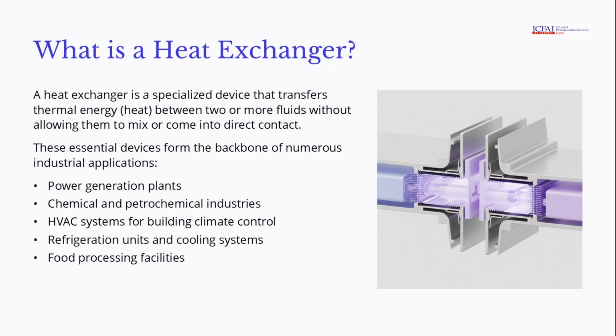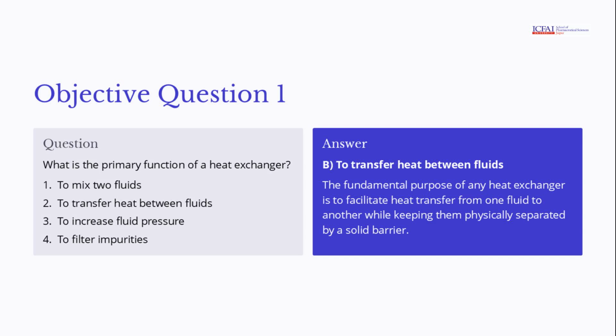These devices are crucial in numerous industrial applications, including power generation plants, chemical and petrochemical industries, HVAC systems for climate control, refrigeration units, cooling systems, and food processing facilities. The fundamental purpose of any heat exchanger is to transfer heat between fluids. This is achieved by facilitating heat transfer from one fluid to another while keeping them physically separated by a solid barrier. This separation ensures efficient heat exchange without mixing the fluids.